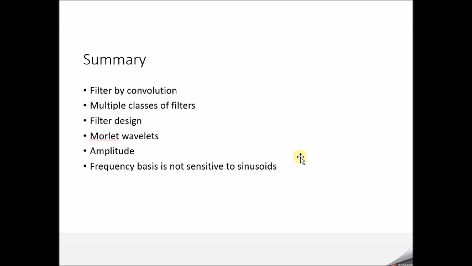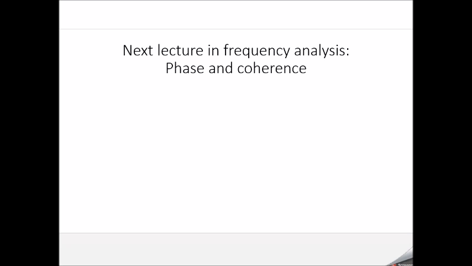So that's all for this lecture, where we talked about the different types of filters, how we design them, and then went into the amplitude envelope and how we calculate that with Morlet wavelets. So in the next lecture, instead of talking about the amplitude of frequency components, we're going to be talking about their phase and also some applications in neuroscience, such as calculating the coherence between the oscillations in two brain regions.